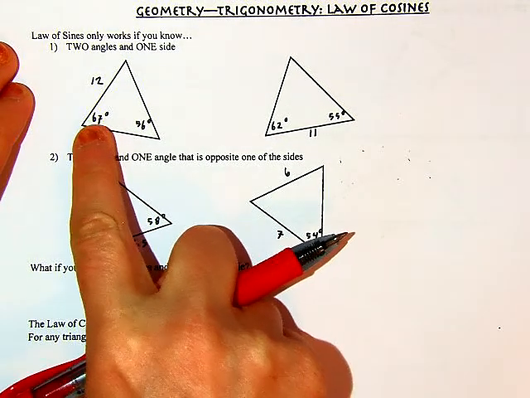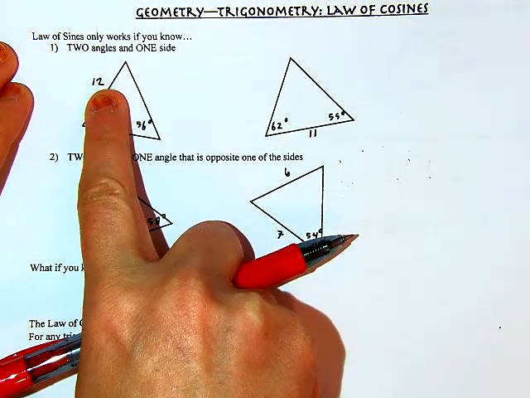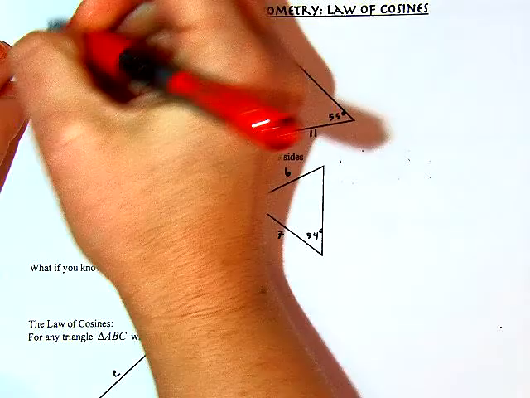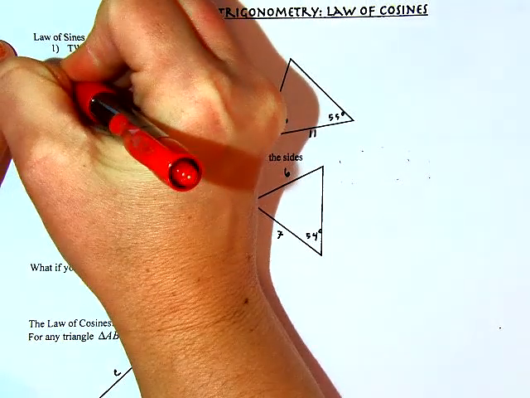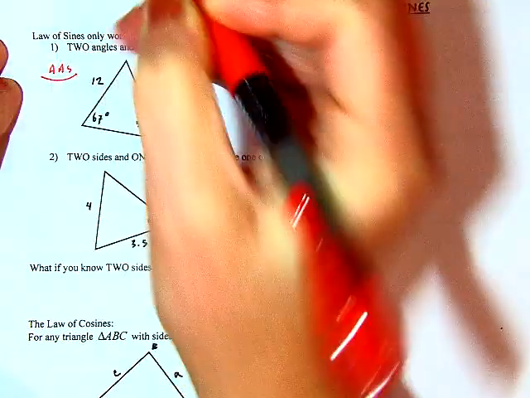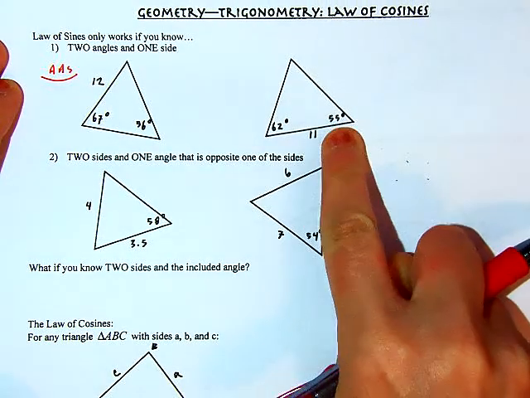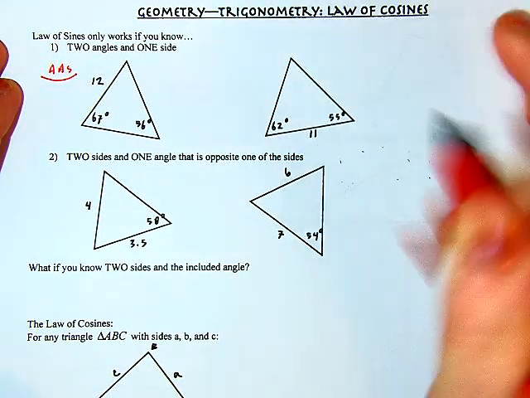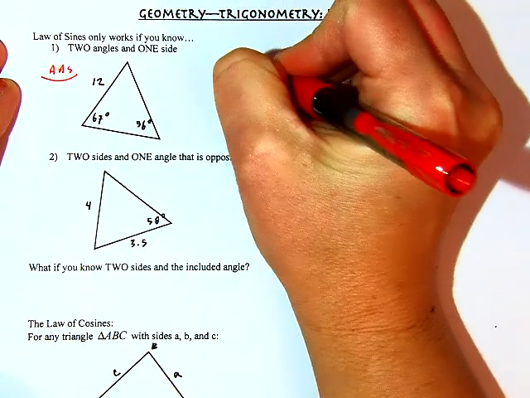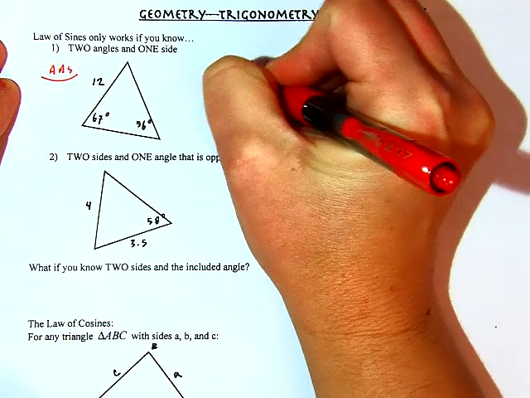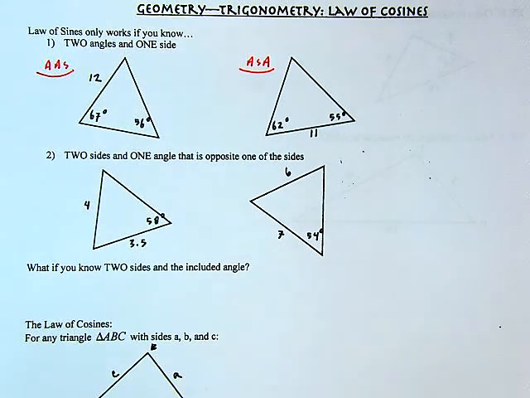So with the markings, we have two angles and the non-included side. So this is an example of angle, angle, side. But over here we have two angles and the included side. So this would be ASA. So again, law of sines works when we know one angle with an opposite side.